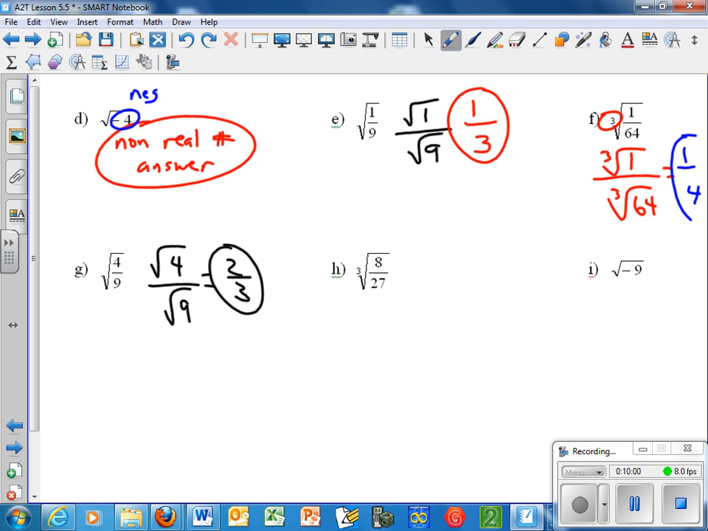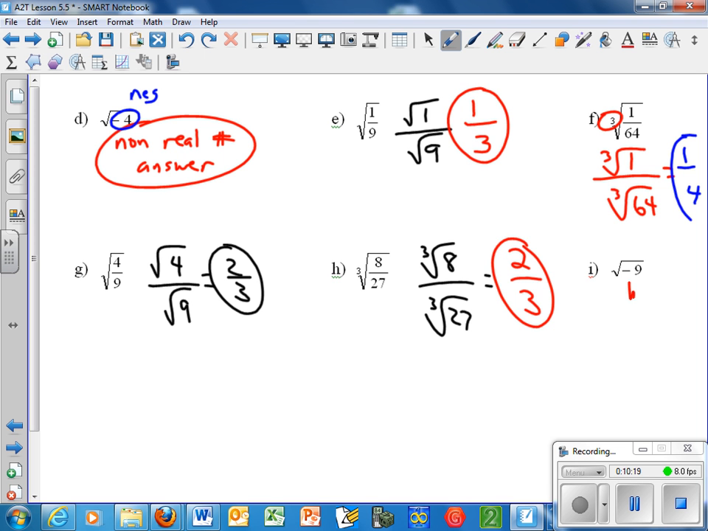Here we've got a cube root example. So we're going to do the cube root of the top divided by the cube root of the bottom. Both of those are perfect cubes. Cube root of 8 is 2. Cube root of 27 is 3. So it's 2/3.